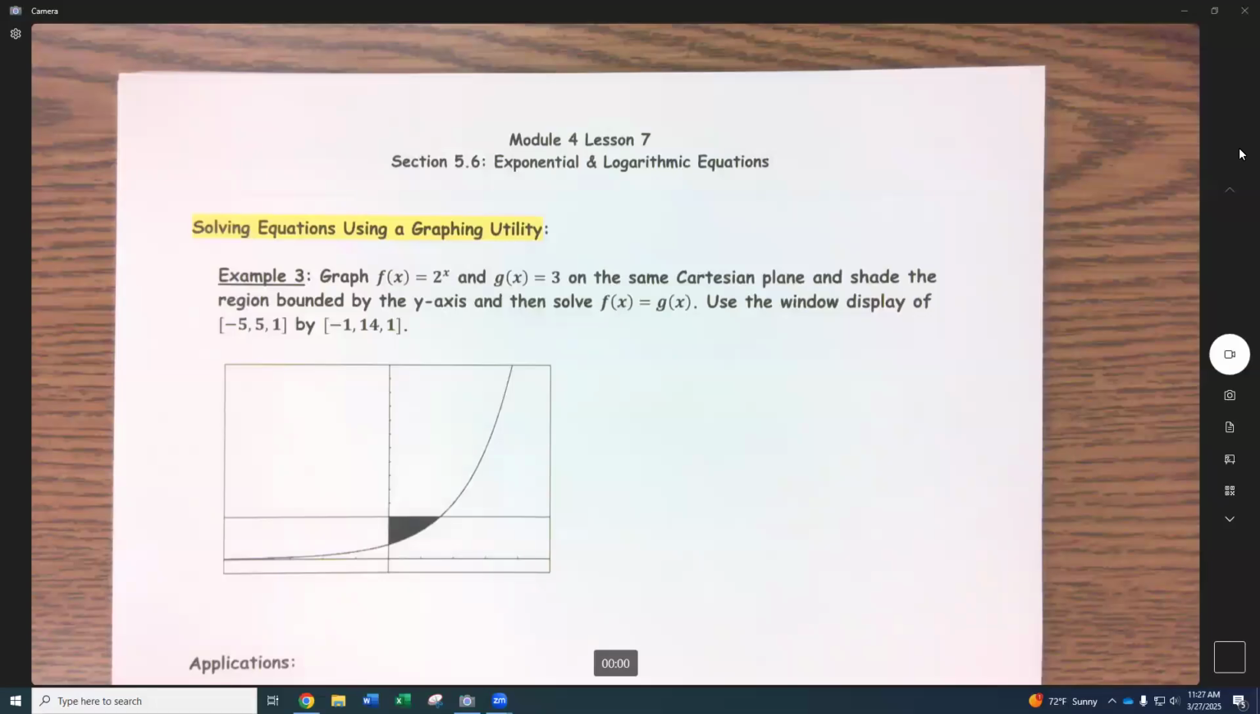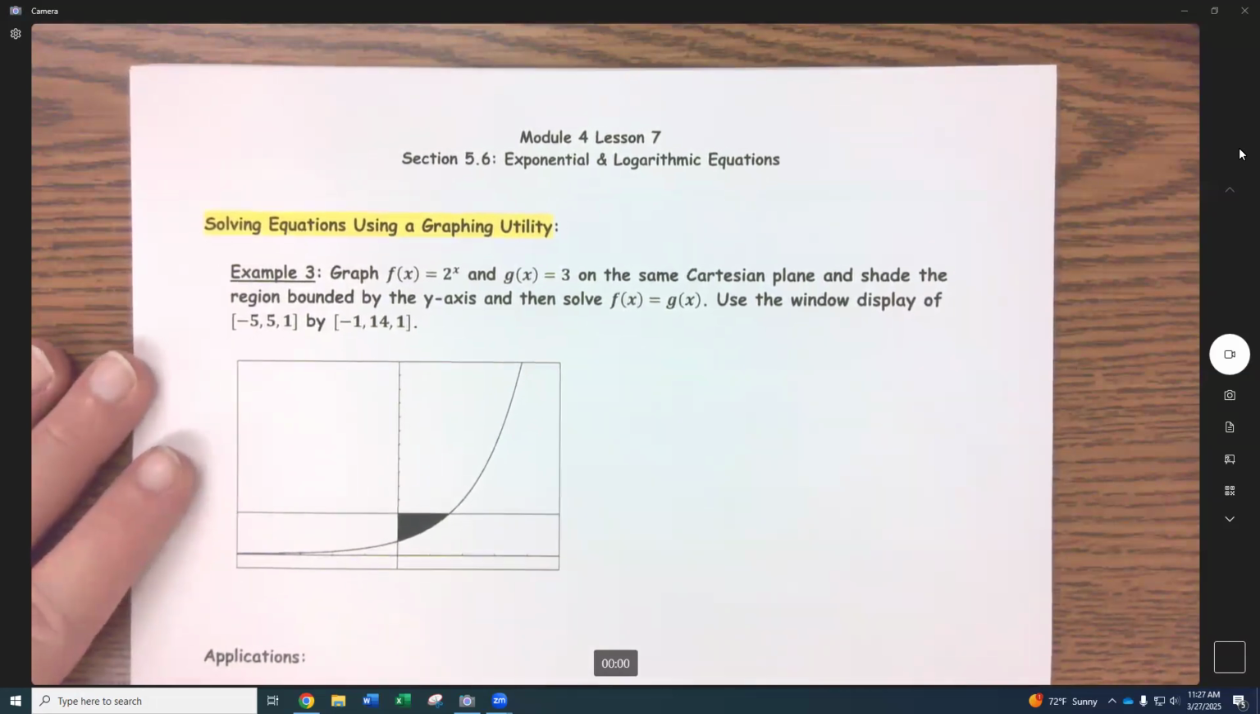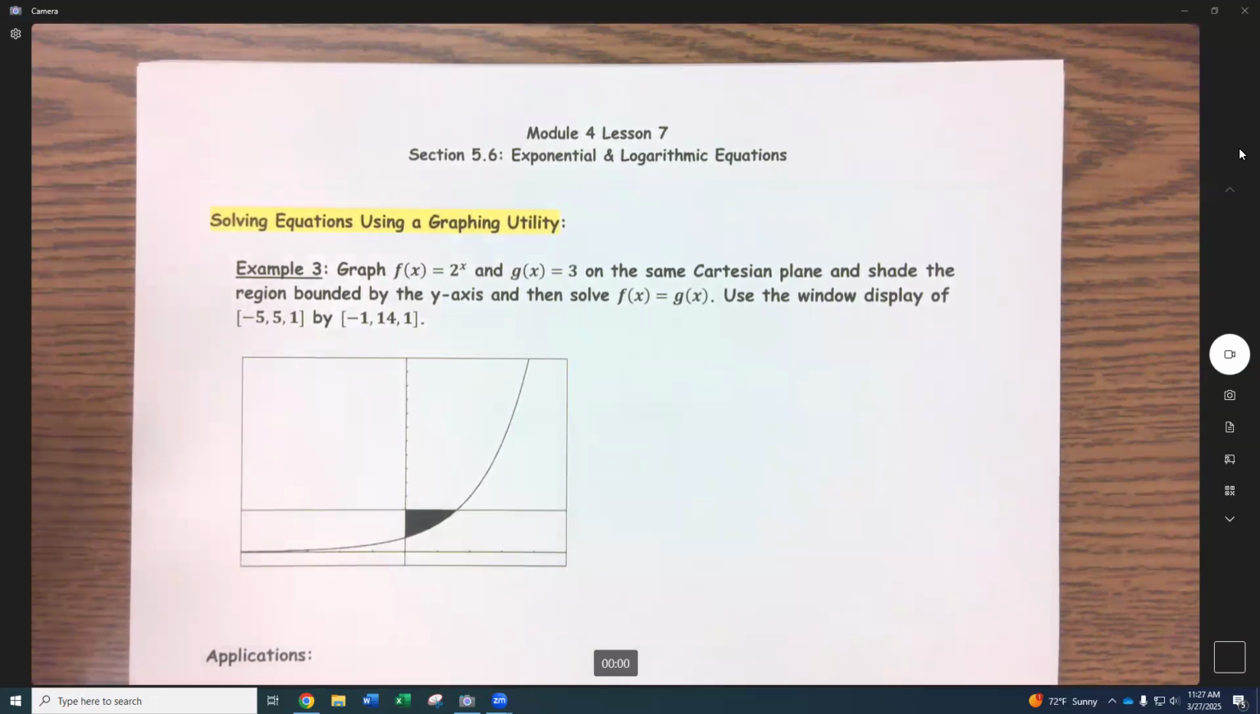Now that we know how to solve exponential and logarithmic equations by hand, in your homework you're also going to have to solve by graphing. And graphing is a good and useful tool for some of the equations we are actually solving by hand.